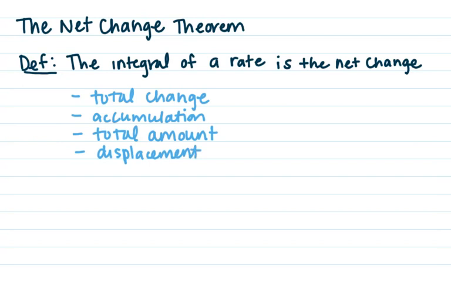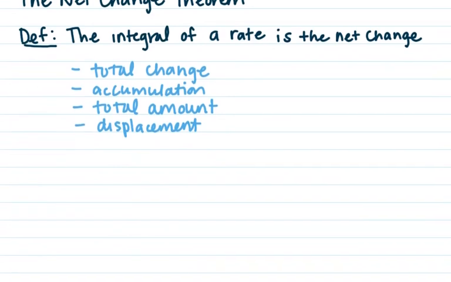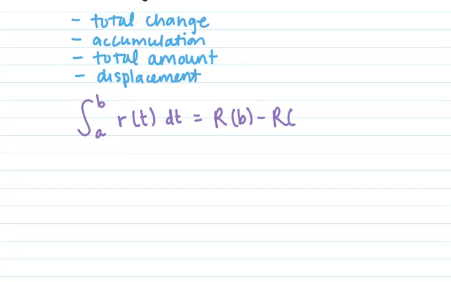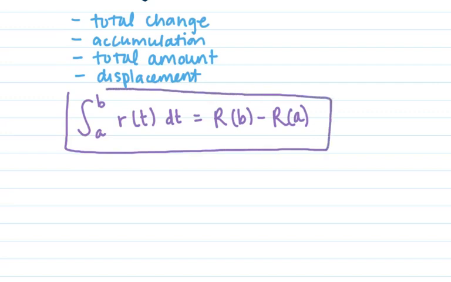All of these are phrases that will tell you this is the type of problem we're working with. Again, we're still using the fundamental theorem of calculus, going from A to B. This one is specifically about rates, so we're using lowercase r of t dt. That would be the antiderivative of the rate evaluated at B minus the antiderivative of the rate evaluated at A. So this is the application part of this fundamental theorem. All right, so let's look at some examples.